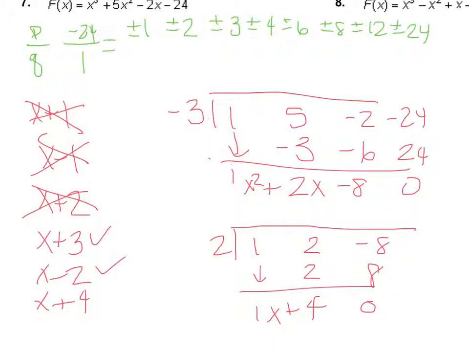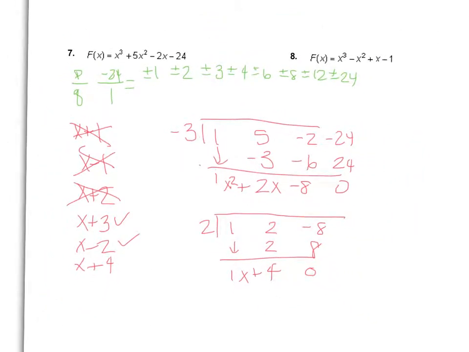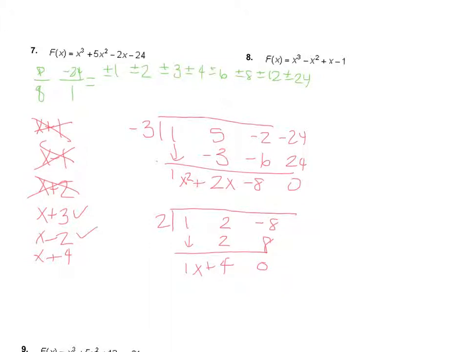So my final answer to this problem would be x plus 3 times x minus 2 times x plus 4. That would be my factors of x cubed plus 5x squared minus 2x minus 24.